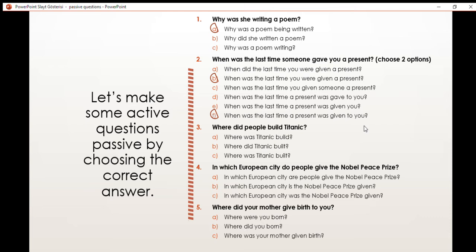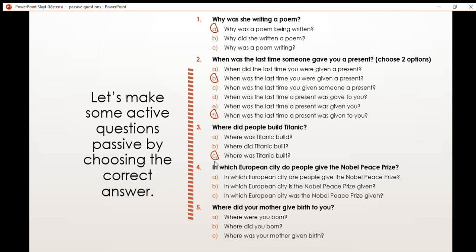Where did people build Titanic? Where was Titanic built? A is not correct because this is the first form of the verb. Or we can simply understand if this is the first form or second by looking at the active question. Where did people build Titanic? Remember, in past simple questions, we use did, and then we use the first form. Where did you go? Not where did you went. So we can understand that this build is the first form of the verb, and this also is the first form.